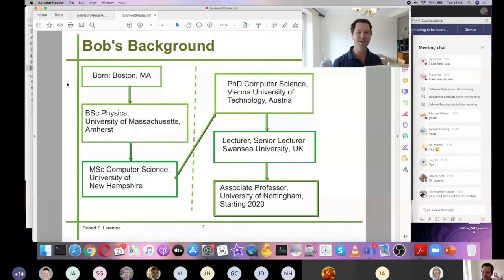Oh, somebody did their postdoc in Boston. That's very impressive. Where in Boston? Which institute? This is Christopher Madam.